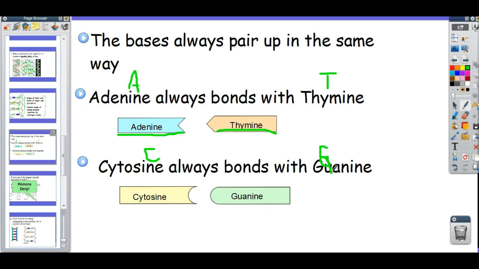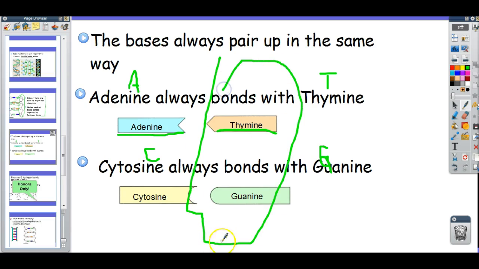And again, the order that they go in down this molecule, the order the letters go in, is the code that's going to code for the different proteins. So A always bonds with T, C with G. There's no other way it can happen.